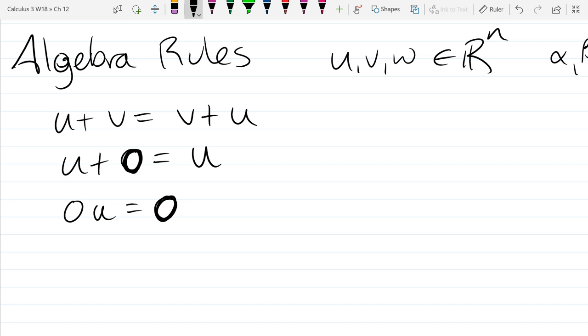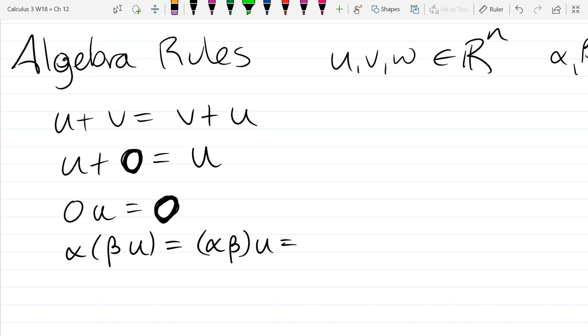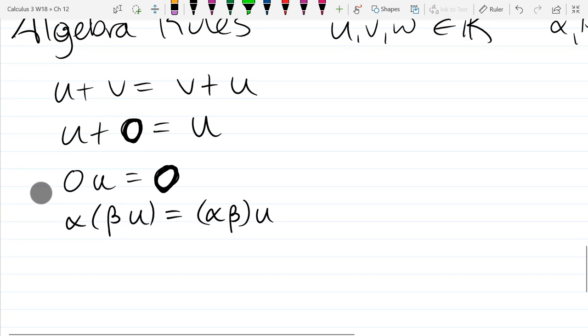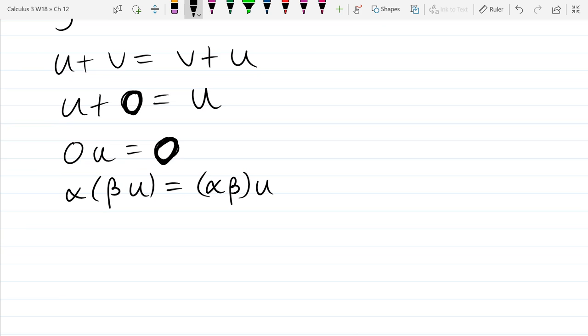Correct. That's why I'm being extra careful with zero, like which zero is which. The number zero times u is the zero vector. And we can change the associativity of scalars. So alpha times beta u is alpha times beta, times u. That's really the only way to reassociate. I could also use the commutative property of multiplication over scalars, but let's not worry about that. Too many properties to write down.